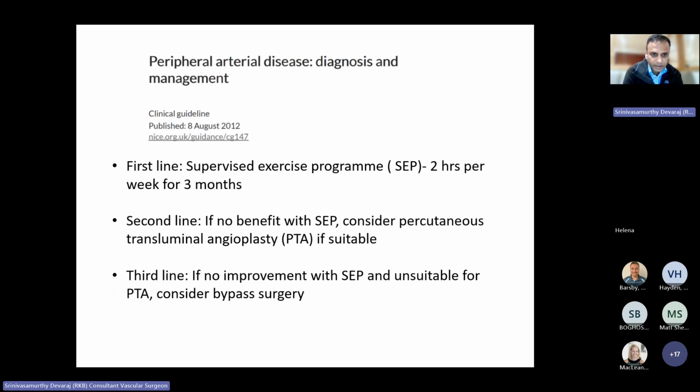Across Warwickshire, I think currently there's only City of Coventry Healthcare, in the city center in Coventry, that are providing this supervised exercise program. Second line treatment is if patients have no benefit from the supervised exercise program and if all the risk factors are controlled, then we consider them for minimally invasive percutaneous angioplasty treatment, if suitable. As a last resort, if there's no improvement with exercise and walking and they're unsuitable for angioplasty, then we consider them for bypass surgery. But this is a minority of the patients.